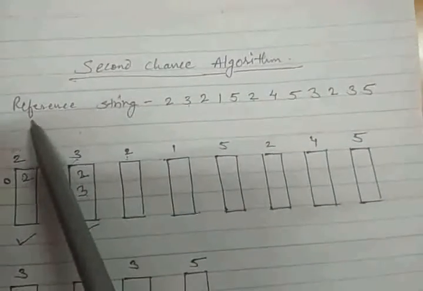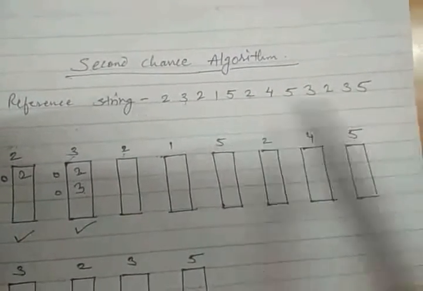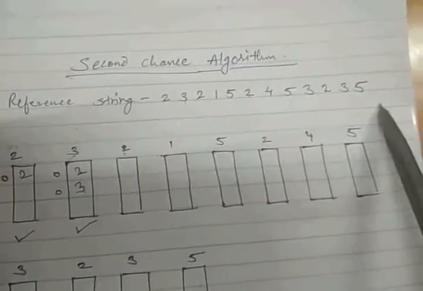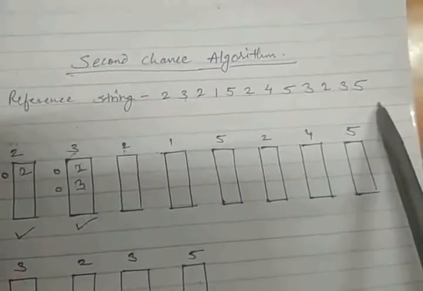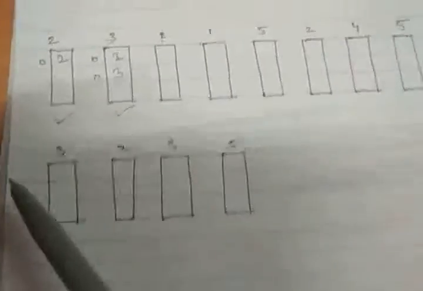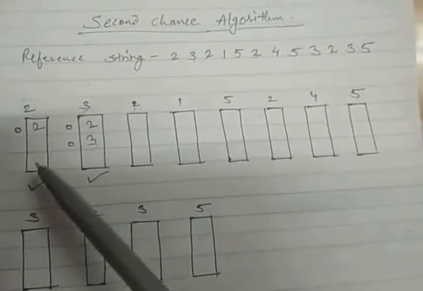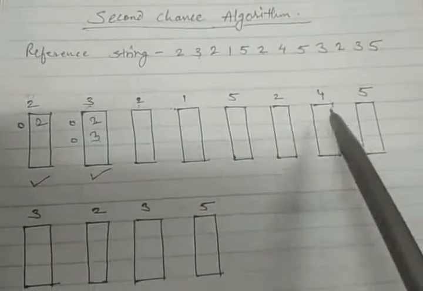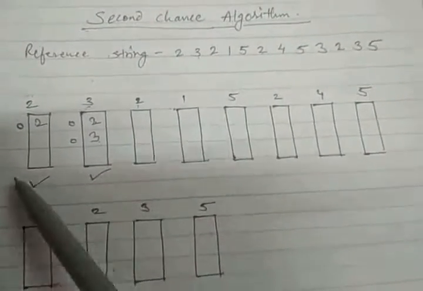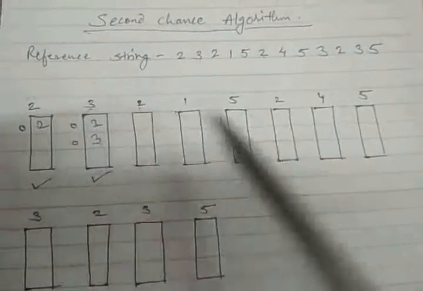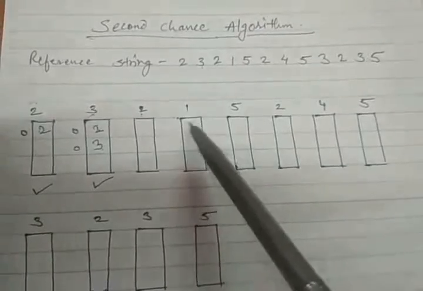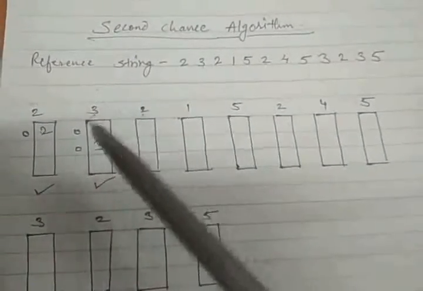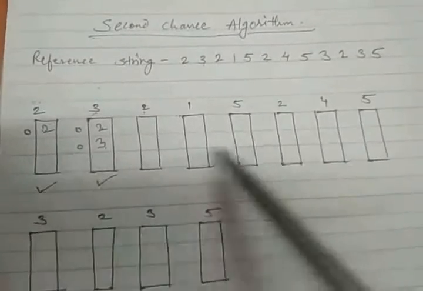In this one, the reference string is given over here. These are the values in the reference string: 2, 3, 2, 1 and so on. Now we are solving this problem. Initially, the values kept in these rectangles are the reference values which are going to be inserted into this memory. This memory has 3 different frames, 1, 2 and 3, and the maximum number of frames is 3 here.